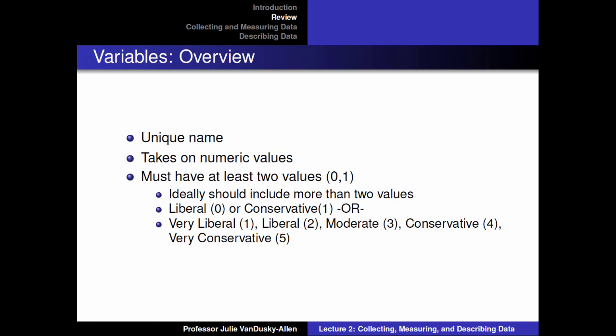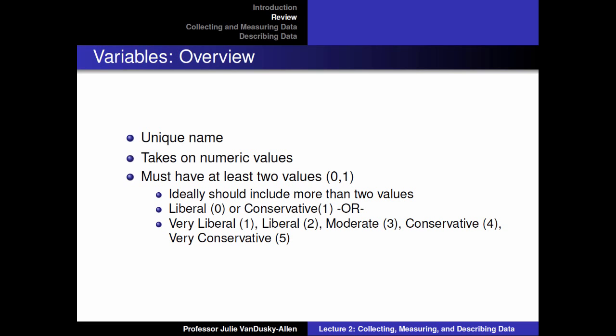All variables have a unique name. No two variables should share a name. Otherwise, we would get confused on what a variable is measuring. In addition, all variables take on numeric values. Defense spending, for example, would be measured in dollars. With other variables, we would assign values. For example, if we had a variable that measured voters' ideology in the US, we could assign 0 to liberals and 1 to conservatives. Last, all variables should take on at least two values, such as 0 or 1.